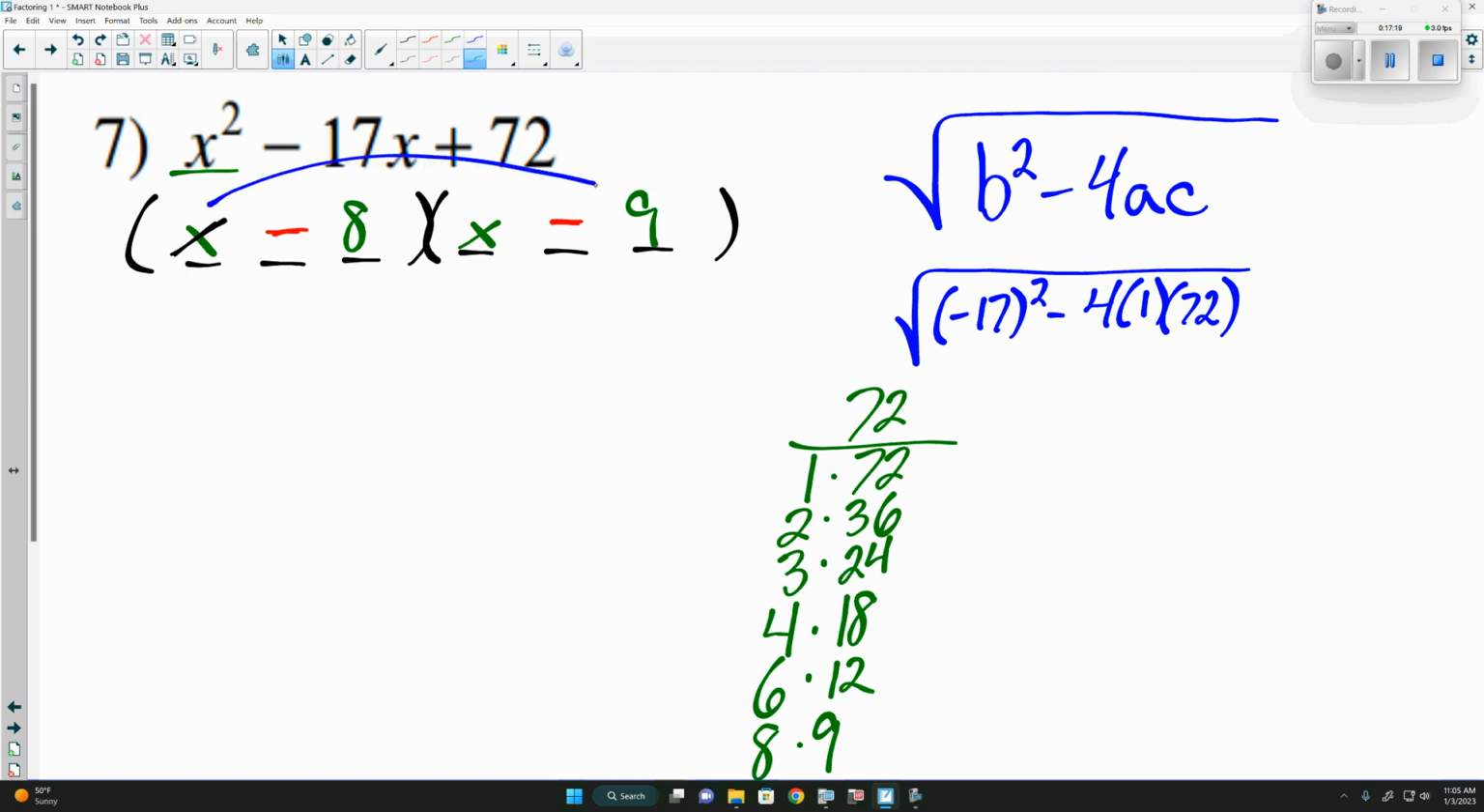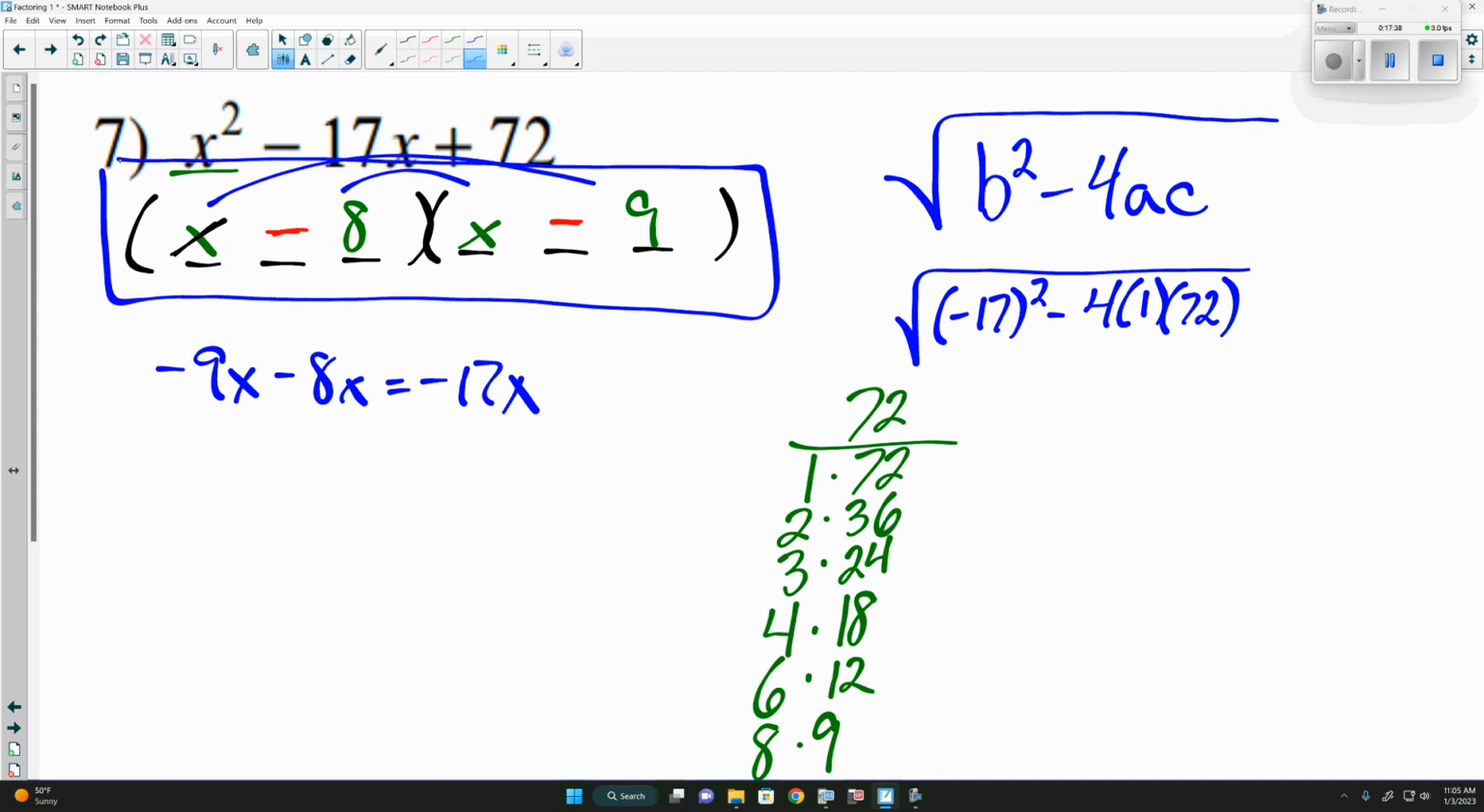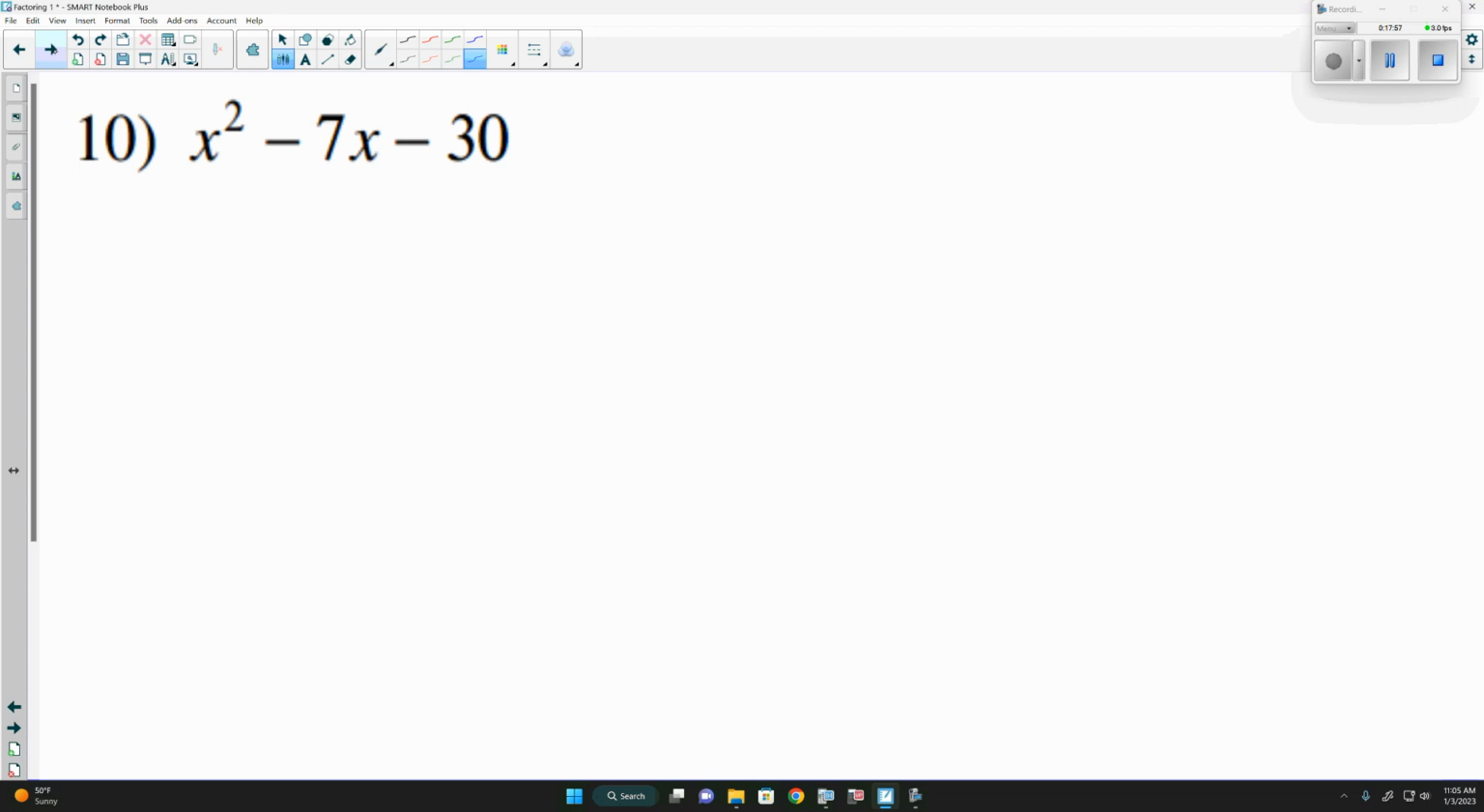And lastly, we want to check. X times negative 9 is negative 9x. Negative 8 times x is negative 8x, which is negative 17x. Is that the middle term we wanted? So our factors are these here. Any questions over any of this so far? Do we feel comfortable with these? Do we need to see another example like one of these?